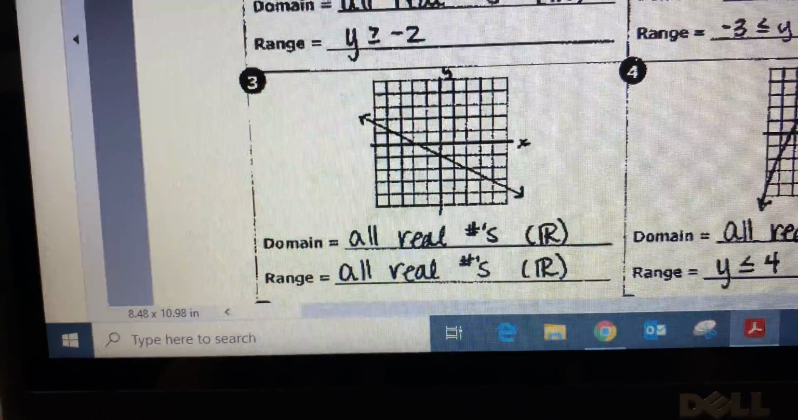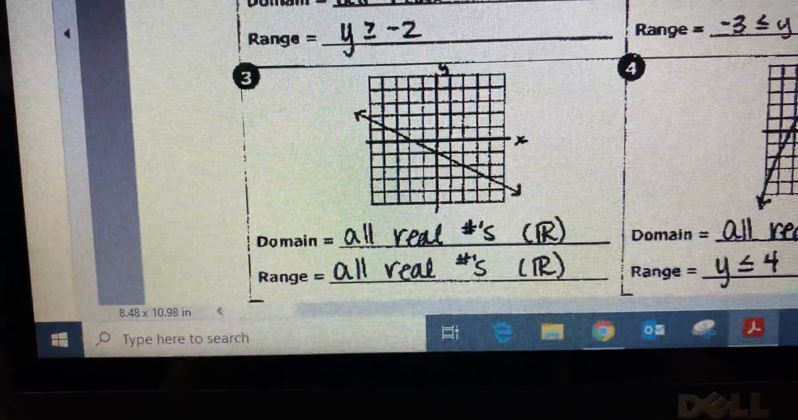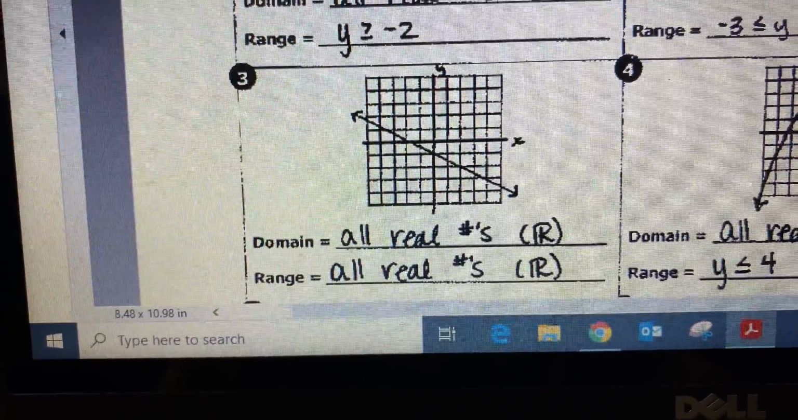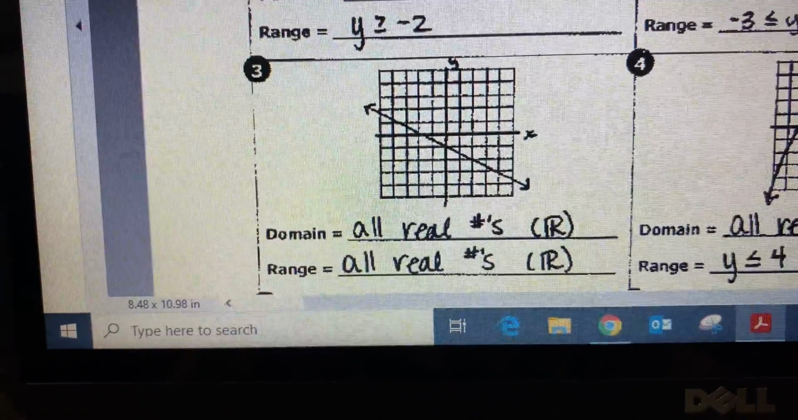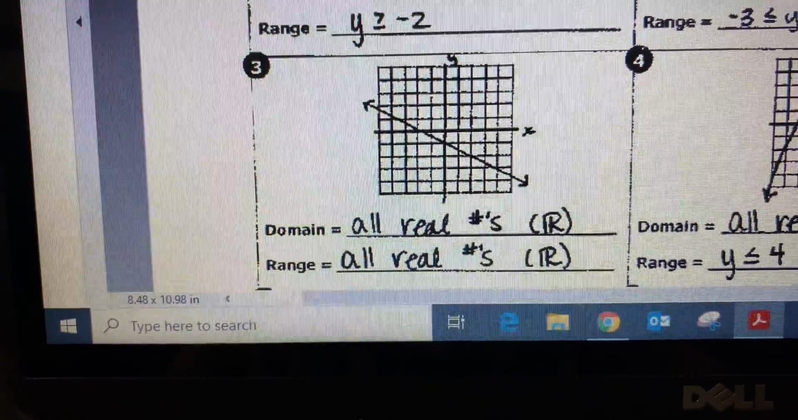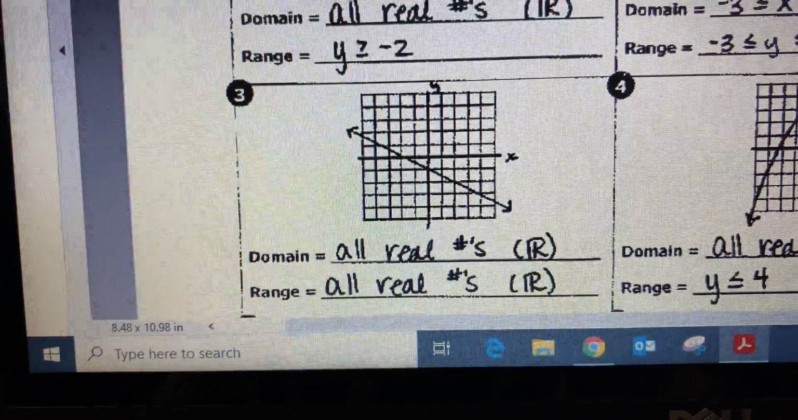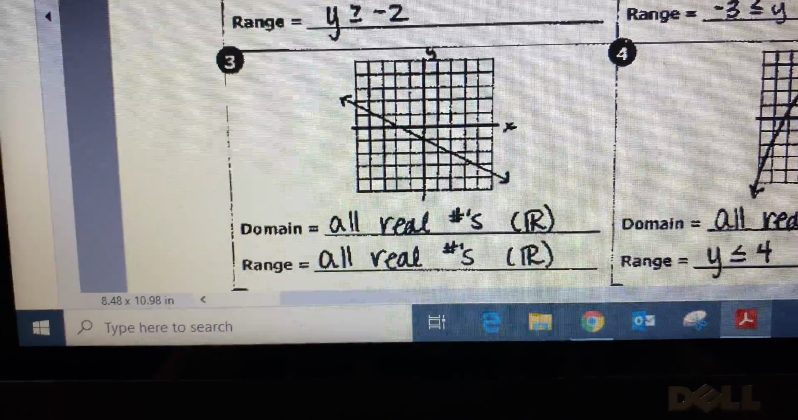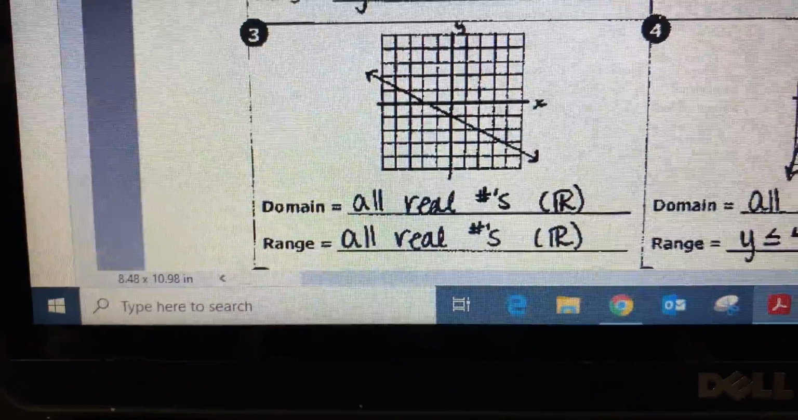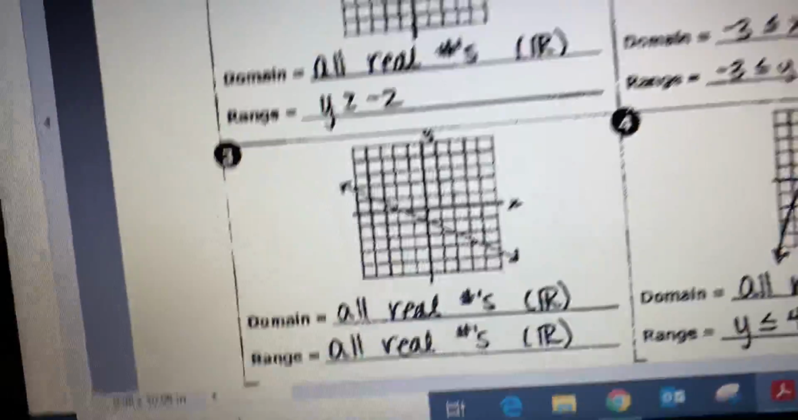Normally with straight lines, the domain is all real numbers. Normally, there are some exceptions when it's vertical and when it's horizontal, and the range is all the real numbers. But if this line is diagonal in some way, the answer is always that the domain and range are all the real numbers. If it's vertical or horizontal, we have some exceptions there, okay?